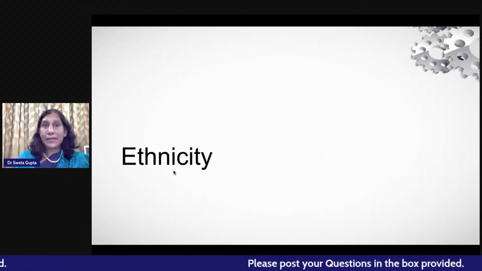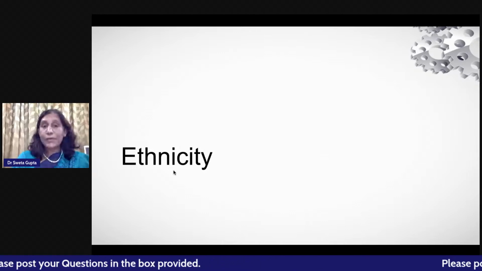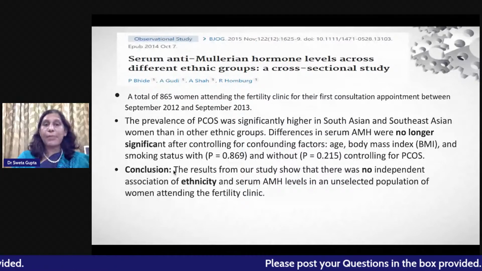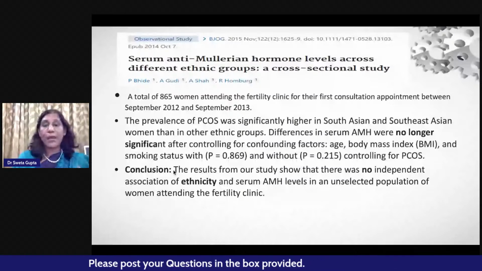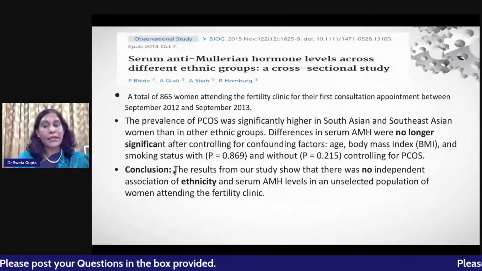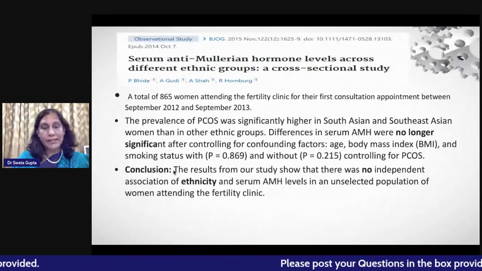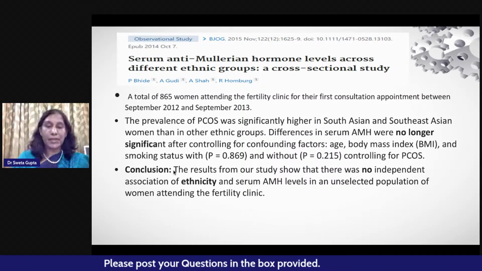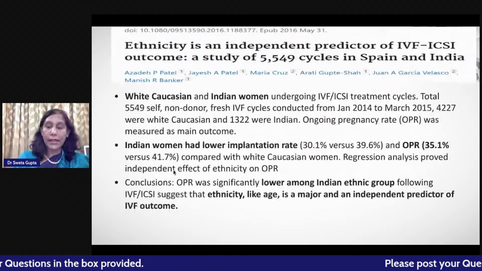Then comes the ethnicity, and this is so important for Indians because most of the books are Western and the data is Caucasian. So if we look into the recent studies, this is a study where they compared the AMH with different ethnic groups, and this was done in London by Mr. Goody's group. In fact, in their study, they did not find any dependency on ethnicity, and they said there is no independent association of ethnicity and serum AMH levels in an unselected population of women attending the London clinic.